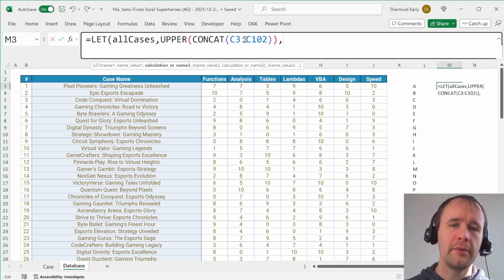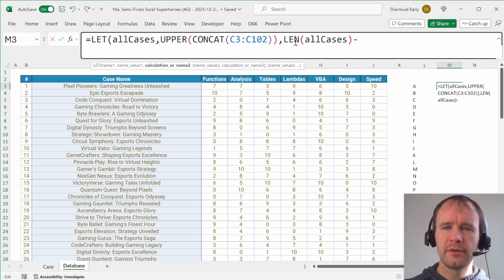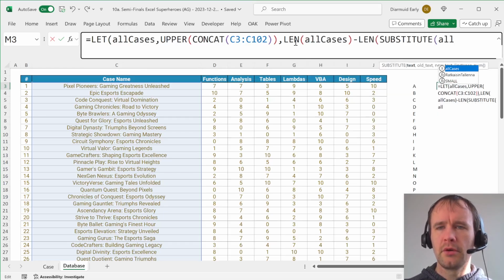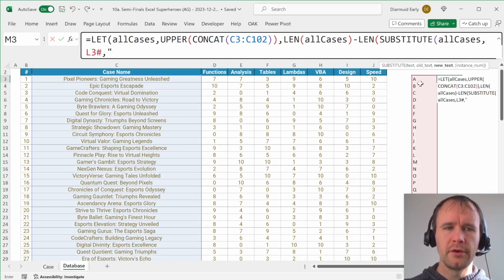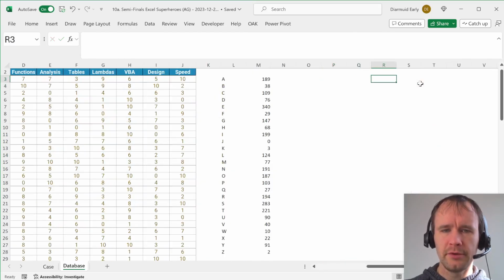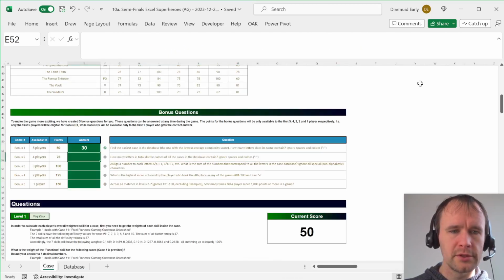So we want to know how many of each letter occurs in this. And the easiest way to do that is to see how much shorter it gets when you substitute that letter out. So we're going to say LEN of all cases minus, this is a pretty standard trick, LEN of SUBSTITUTE all cases, replacing each of these letters in turn with blank. That tells you how much shorter it gets when you take each of those out. So the sum of these is the answer to this first bonus question.